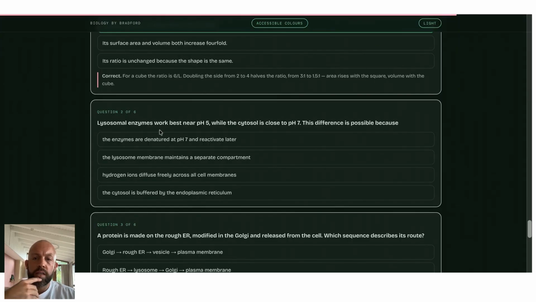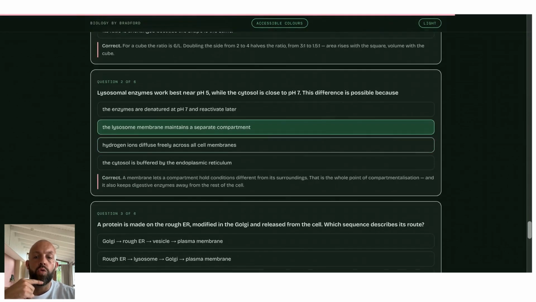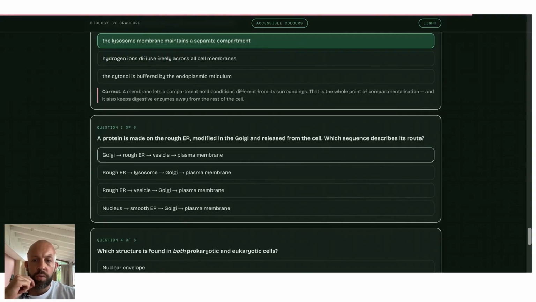Lysosomal enzymes work best near a pH of 5, while the cytosol, which is the liquid component inside our cell, and the cytoplasm is all of the little components within it as well, but the cytosol on its own is just that liquid. This difference is possible because the lysosome membrane maintains a separate compartment. They're not all going to be B, they just happen to be there.